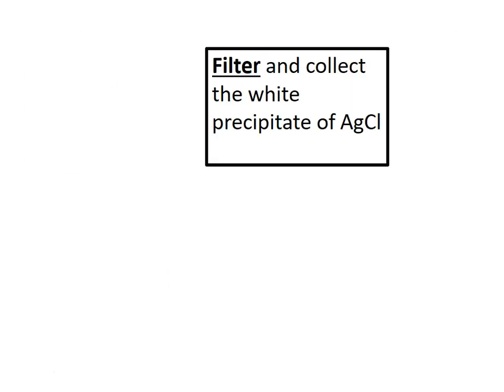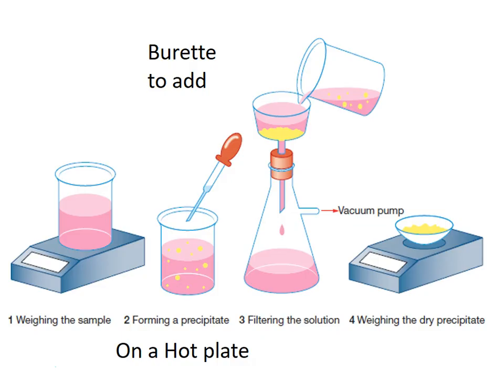Filter and collect the white precipitate. This thing here has a filter paper on it, and it's such a fine filter paper to collect this really, really fine powder that we're collecting, silver chloride. It's so fine that you can't just put the water on here and expect it to drip through. It would drip through really, really slowly. We would be there for days.